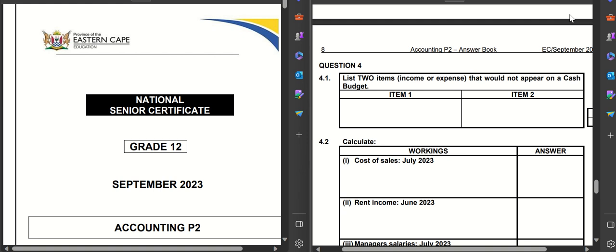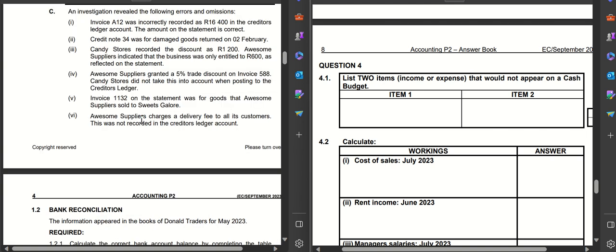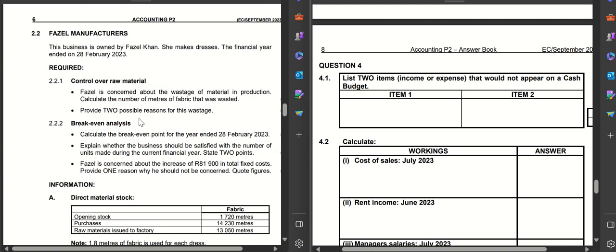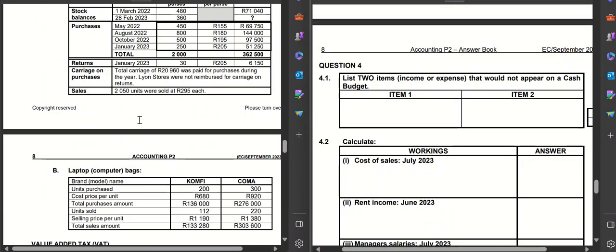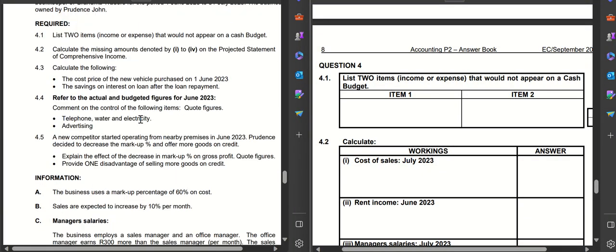In today's class, we're going to be looking at budgets and we're going to focus first on the Eastern Cape paper for the year 2023, and we're going to look at question number 4 of the Eastern Cape prelim paper. So in this paper, they brought us a projected income statement. I want to encourage you to prepare for both the projected income statement as well as the cash budget. So we should prepare for both the projected income statement and the cash budget.